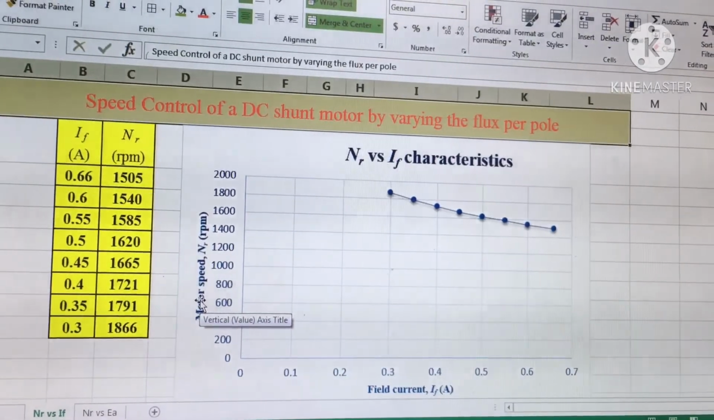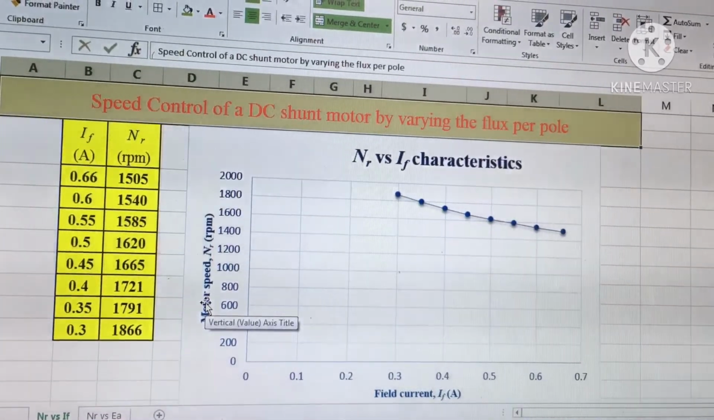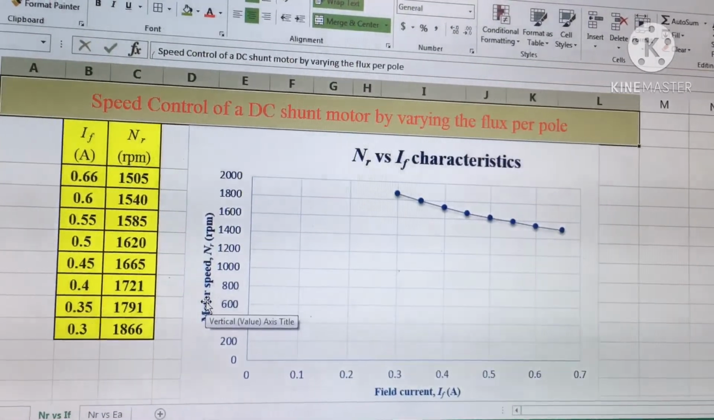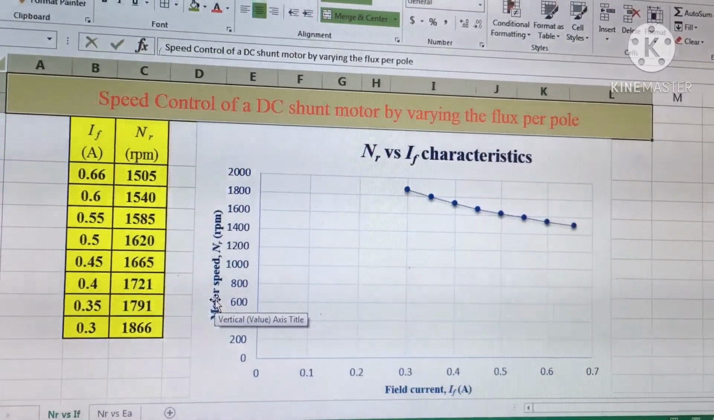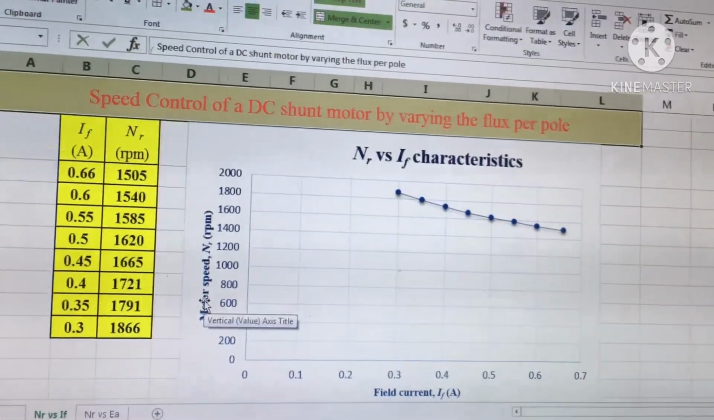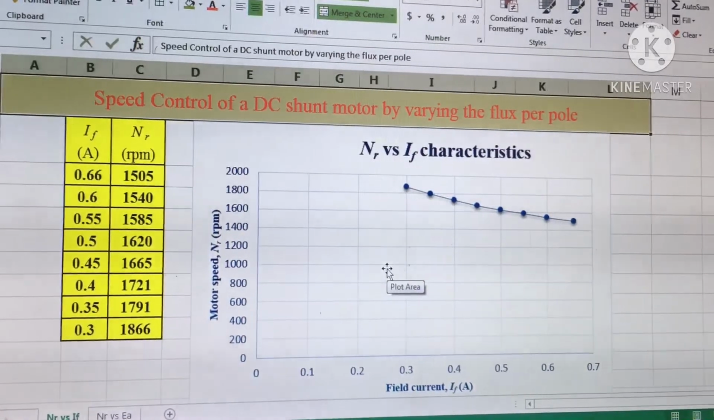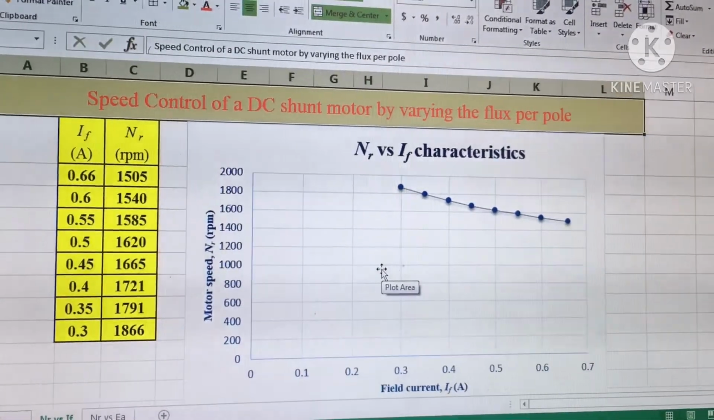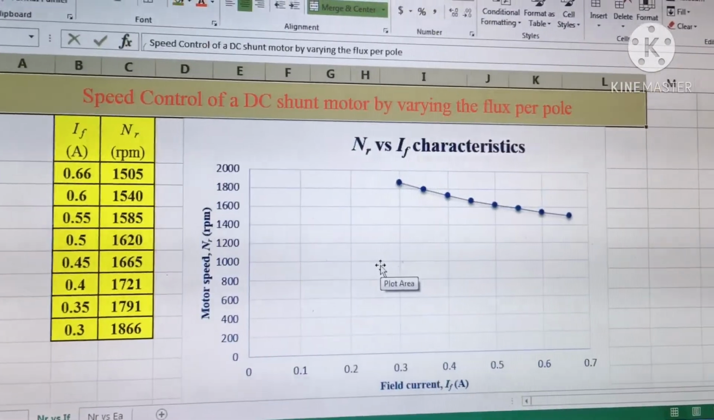Now we can see the motor speed versus field current characteristics of a DC shunt motor. On the x-axis we have taken field current in amperes, and on the y-axis we have taken motor speed in rpm. If you observe these characteristics, the motor speed is inversely proportional to the field current.